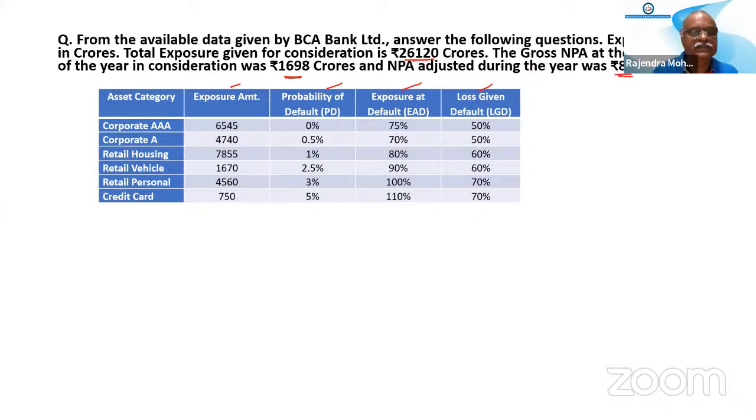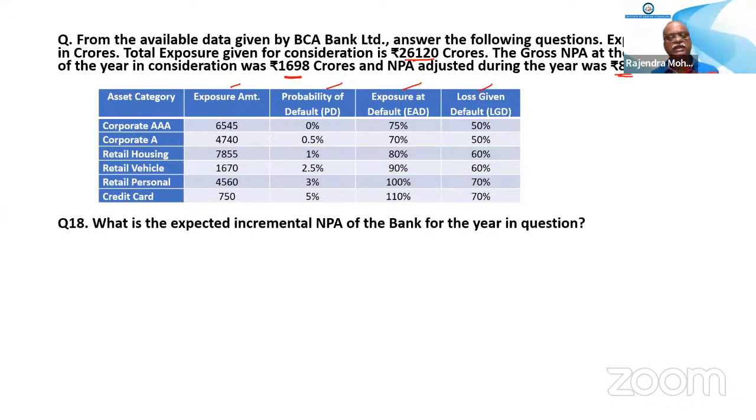Now, first question is, what is the expected incremental NPA of the bank for the year in question? Means, what will be additional NPA for the bank in the current year. This year, from this data we have to find how much is the likelihood that NPA will happen. That is called incremental NPA. Means this year how much addition to the NPA will happen, apart from the NPA already there. So how to find it?